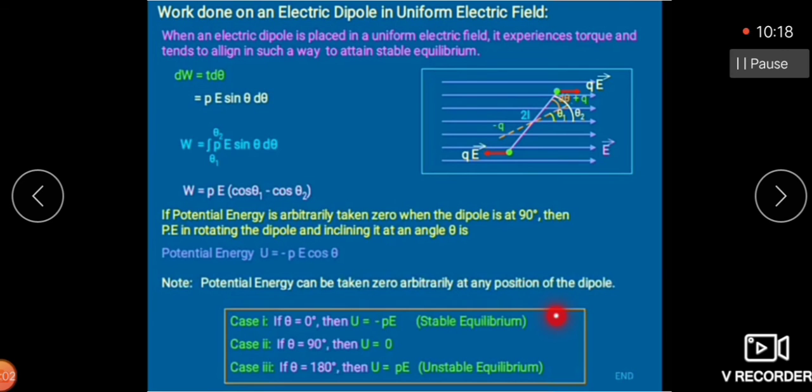Case 2, if theta is 90 degree, cos 90 is 0, hence U is equal to minus PE into 0, that is U is equal to 0. Case 3, when theta is equal to 180 degree, cos 180 degree is minus 1, minus 1 into minus PE is plus PE, and hence U is equal to PE. This is known as unstable equilibrium.